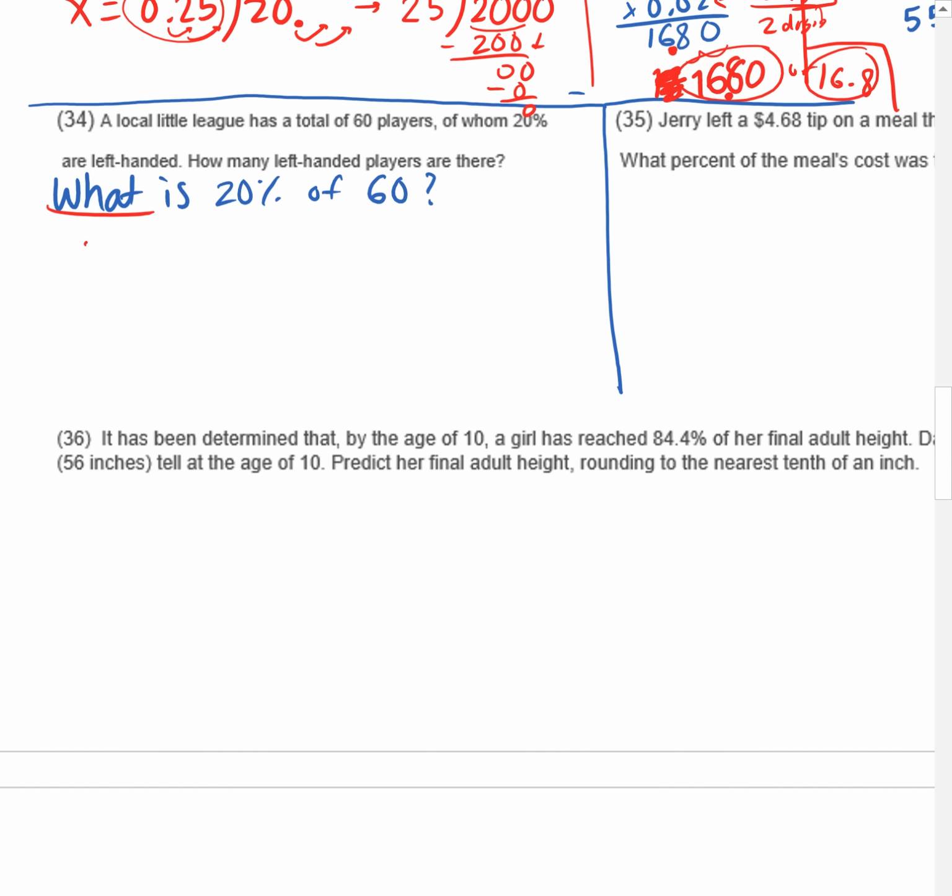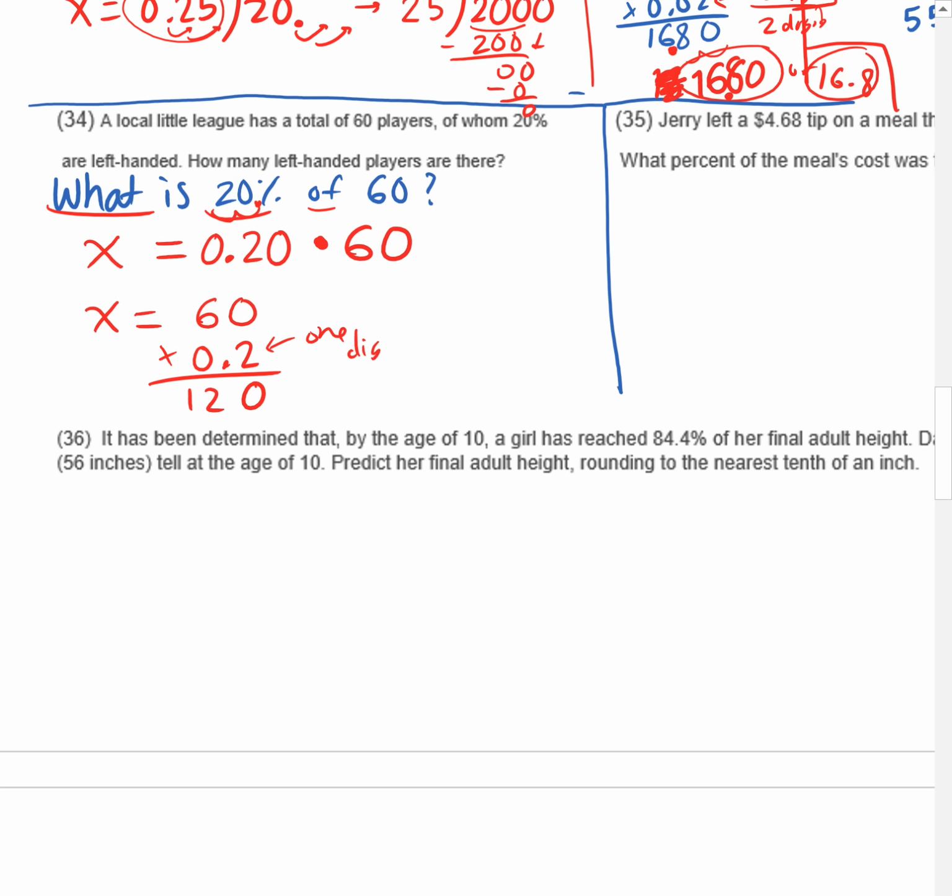From left to right, what is a variable x? Is equals 20%. Remember, you want that in decimal form. If I move the decimal to the left twice, it becomes 0.2 or 0.20. Of is multiply, and then the number 60. So all it really comes down to is what's 60 times 0.20? 0.20 is the same as 0.2. 2 times 0 is 0, 2 times 6 is 12. There's only one digit beyond the decimal, so I only need one digit beyond the decimal here. It must be 12.0 or just 12.